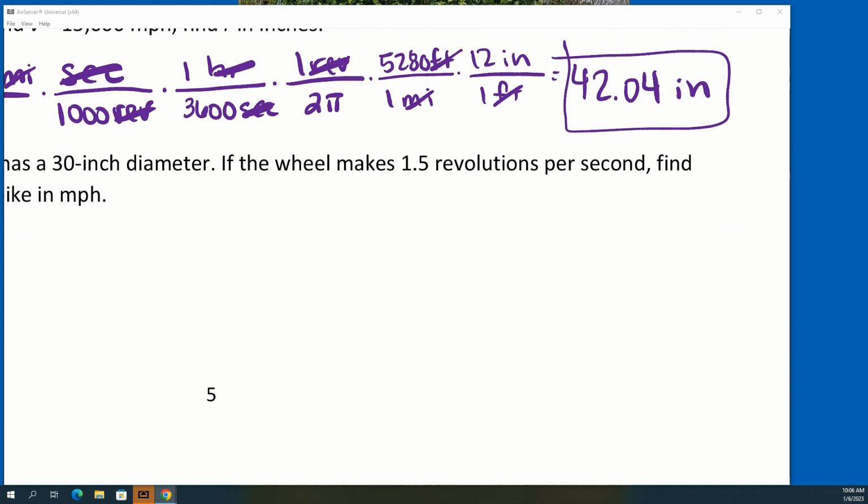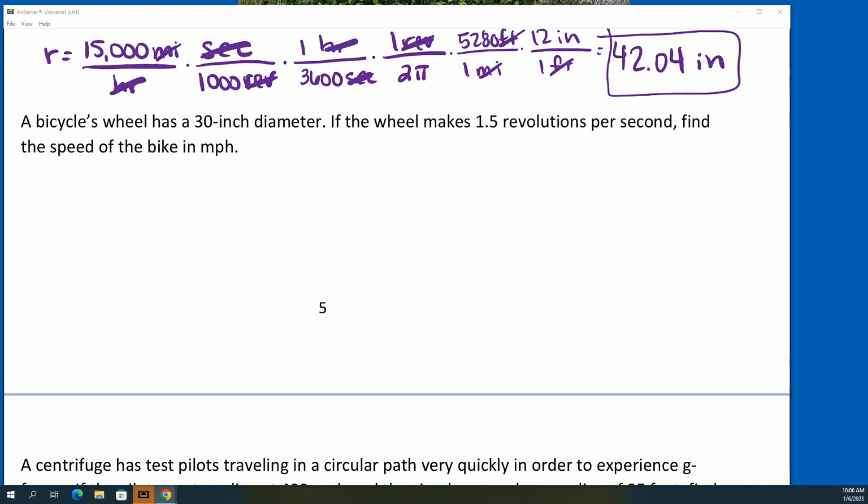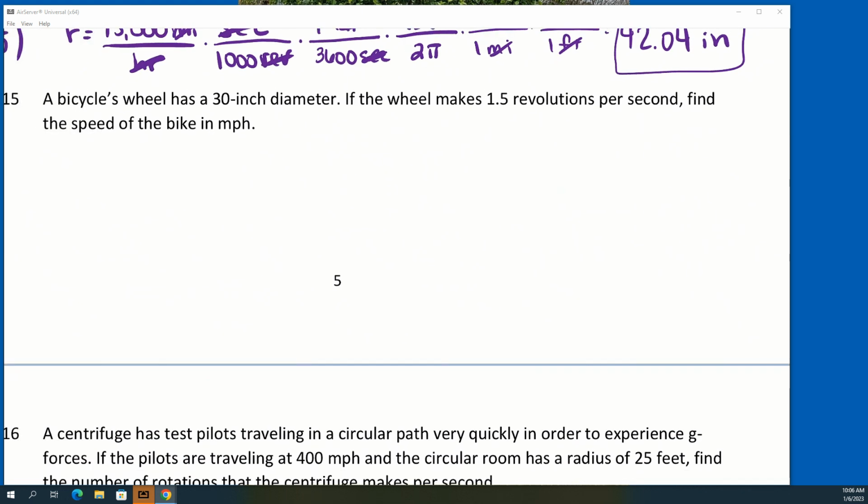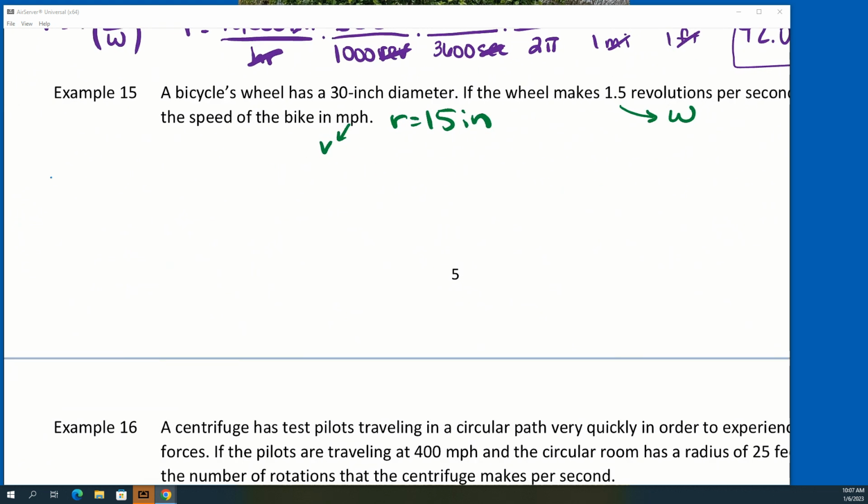So on 15, a bicycle wheel has a 30-inch diameter. Do we want diameter? No. So I'm just going to go ahead and say that there's a 15-inch radius. If the wheel makes 1.5 revolutions per second, find the speed of the bike in miles per hour. So this 1.5 revolutions per second, what variable is that? Omega. And what we're finding, miles per hour, is V. So when I'm finding V, I'm multiplying omega times R.